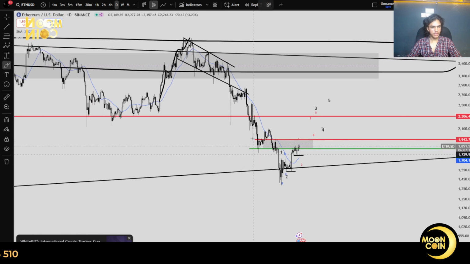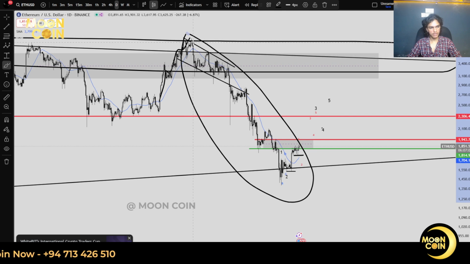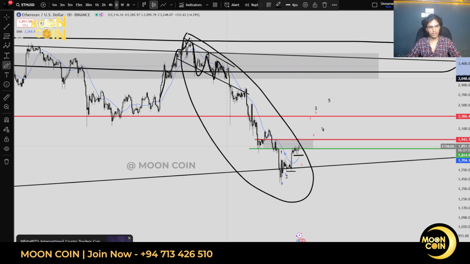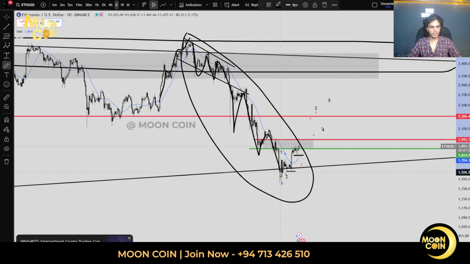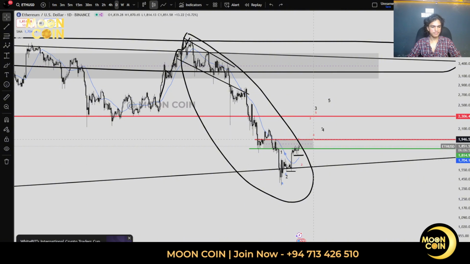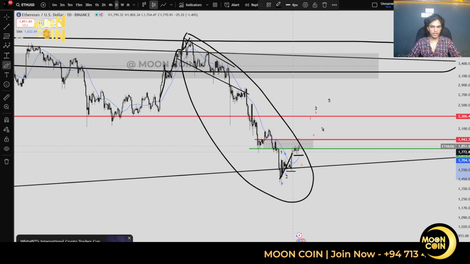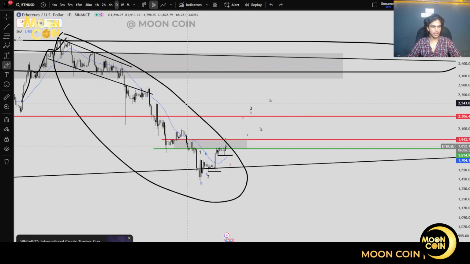So right now the market, in this move you can see that every time the market went for a retest, it bounced from here, bounced from here. And what happened next time? Yes, we have this breakout in that 21 EMA.